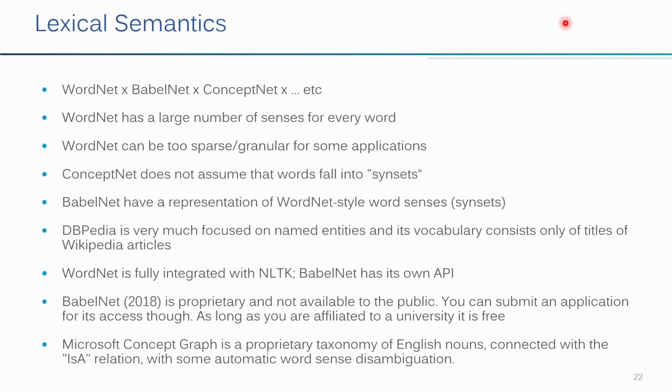BabelNet has a WordNet-style representation. So all the words there are categorized into word senses or synsets. There is also DBpedia. DBpedia is more focused on named entities. A good thing about WordNet is that it is integrated with the Natural Language Toolkit. BabelNet has its own API as well. With ConceptNet, I didn't put it here, but they have their own pre-trained word embeddings, which makes life way easier.